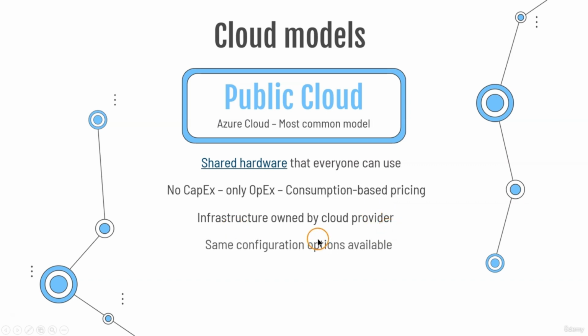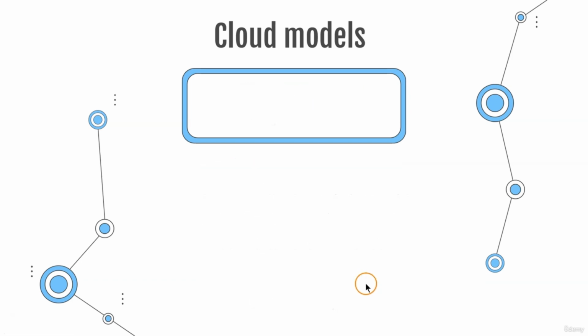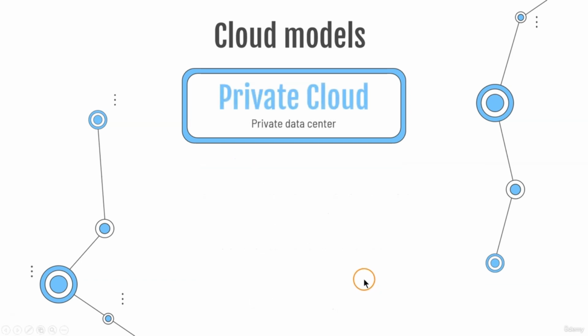Of course, all of the configuration options are still available. That's important. We have the same options, but we don't have absolute control over the infrastructure. So maybe if there are some super specific requirements or regulations, we don't have this absolute control because we are not owning the infrastructure. Yet all of the cloud benefits that we've learned about, they apply to the public cloud model. But now the fact that we share the hardware with other companies and we don't have absolute control over the infrastructure is the reason why there is also the private cloud.